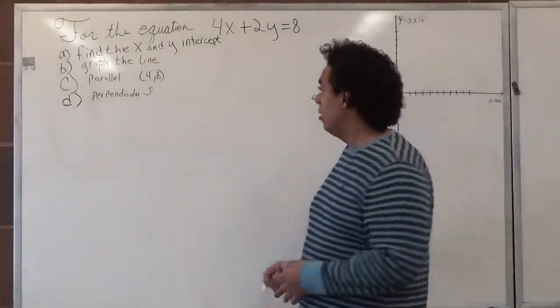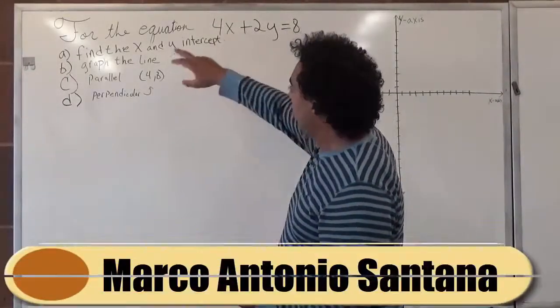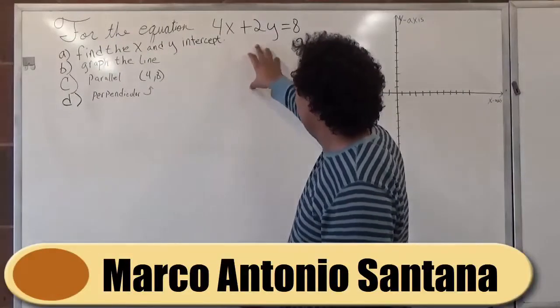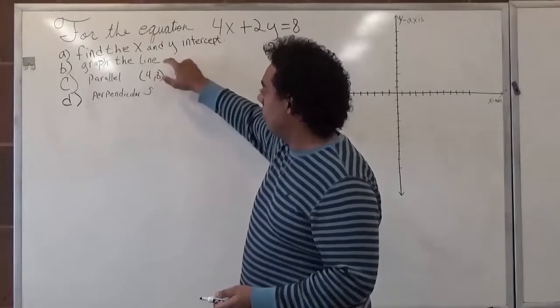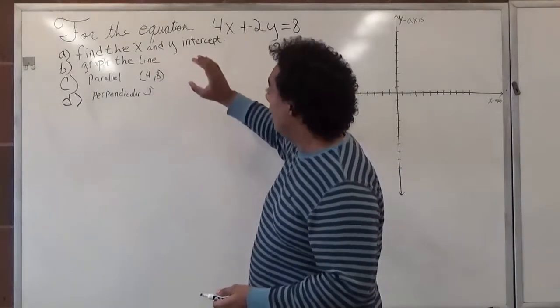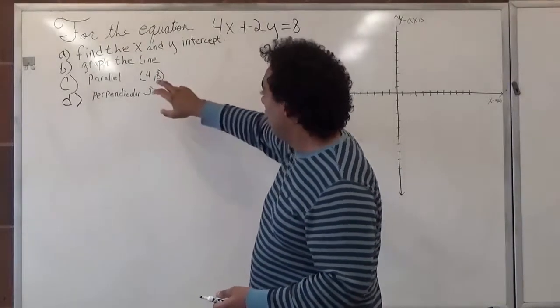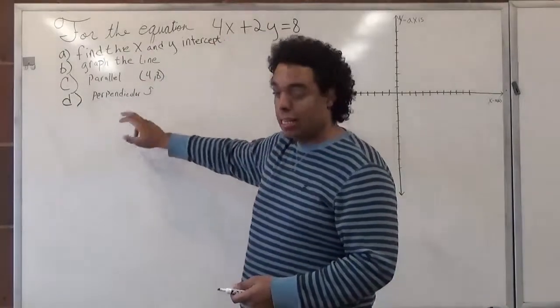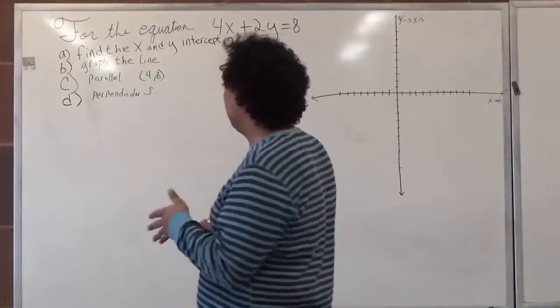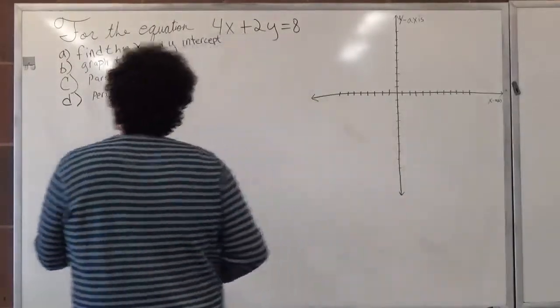In this video, we're going to work on this problem. For the equation 4x plus 2y equals 8, we're going to find the x and y intercept. We're going to graph the line. We're going to find a parallel line that lands on the point 4, 8, and a perpendicular line that lands on the same point. So let's start with the x and y intercepts.